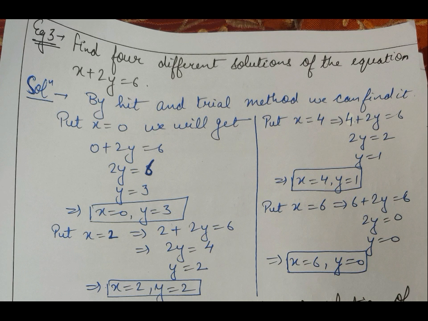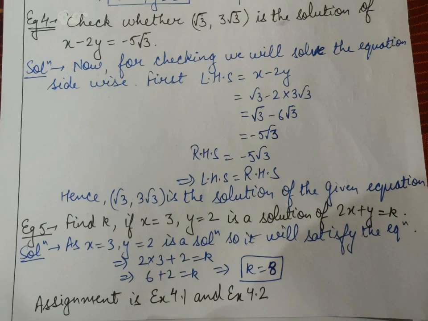Then come to next solution, that is, if we put x equals 6, then we are getting y as 0. So our solution will be when x equals 6, then y equals 0. Now come to another example.